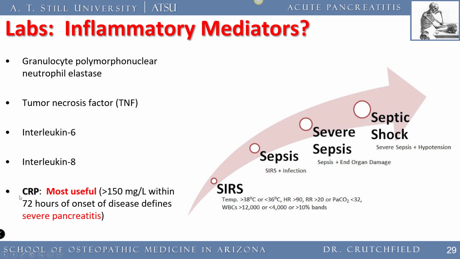But I did order C-reactive protein. This is the most useful inflammatory mediator. If it's greater than 150 milligrams per deciliter within 72 hours of the onset of the pancreatitis, it defines severe pancreatitis. C-reactive protein and lipase seem to be the two things that we were looking at. So along this line, we start with systemic inflammatory response syndrome, work our way to sepsis, worsening sepsis, and then shock with hypotension.